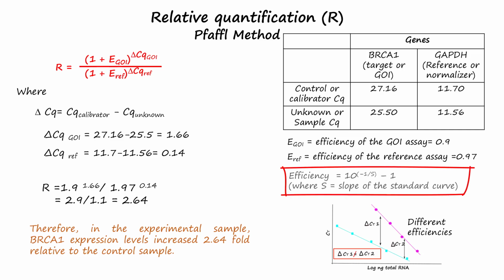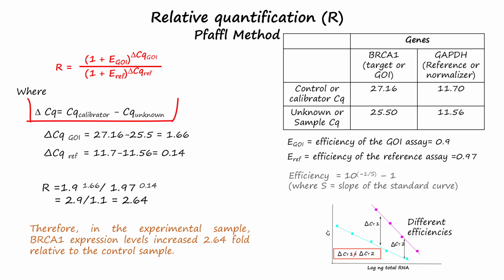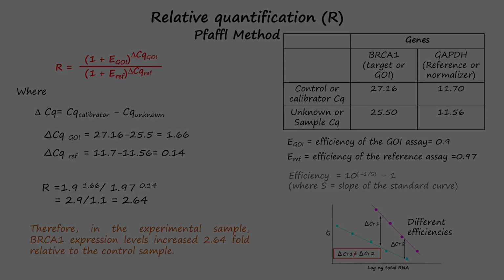Efficiency is equal to 10 to the power of negative 1 over S, minus 1, where S, the slope, is obtained from the graph of CQ versus log of concentration. Delta CQ is equal to CQ of the calibrator or control minus the CQ of the unknown or test sample.